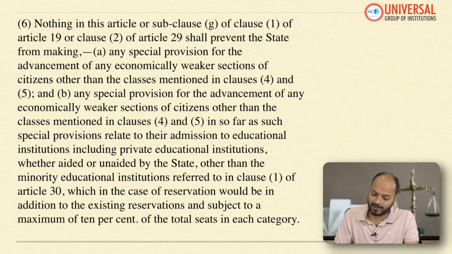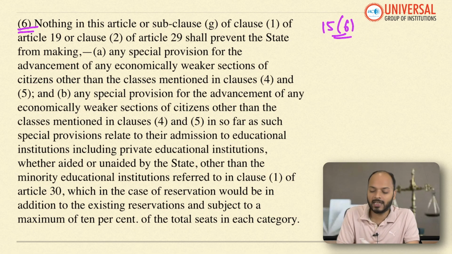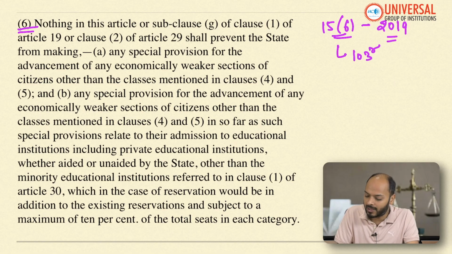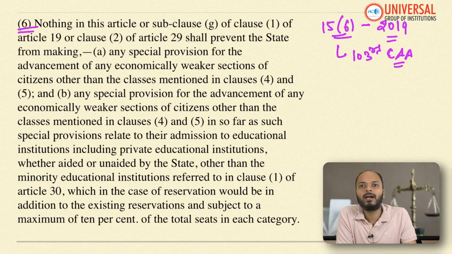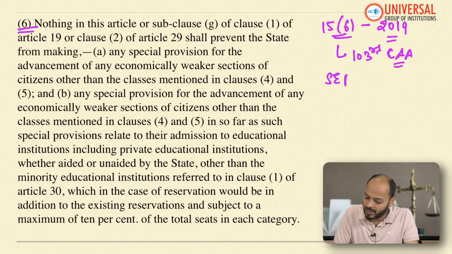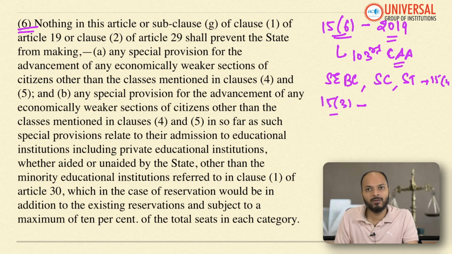And the last subclause under Article 15 is 15 subclause 6. It was added very recently, in the year 2019, by the 103rd Amendment Act. So till now, you see, 15 subclause 4 only allows reservation benefits, or let's say upliftment benefits, to be given to people of socially and educationally backward classes, SCs and STs. 15(3), on the other hand, allows the state to take such measures for women and children.